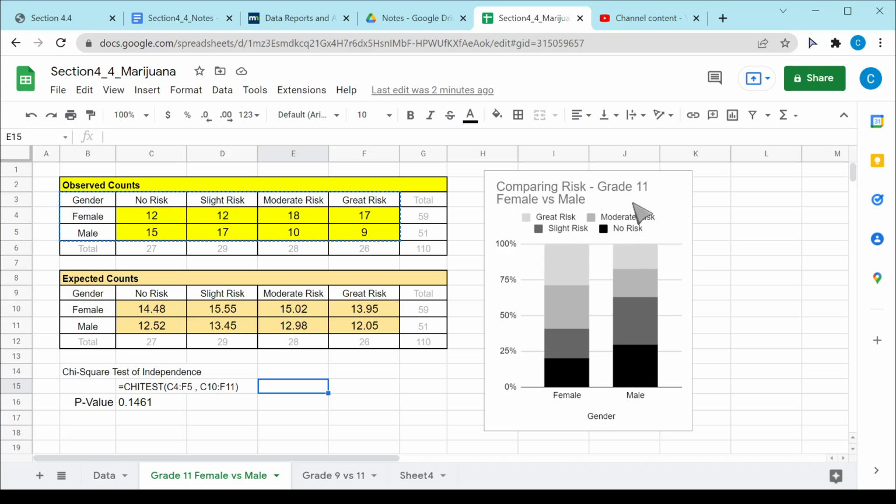Here I made a 100% stacked column graph of my observed data. The great risk is here at the top, and the no risk is at the bottom there. And you can see that the trends for the females are pretty similar to the trends for the males. We do have a little bit more women, females, saying that smoking weed's of great risk compared to men. And we also have more males down here that are thinking smoking weed's no risk. But again, these patterns are just too close to one another to say that statistical differences exist.